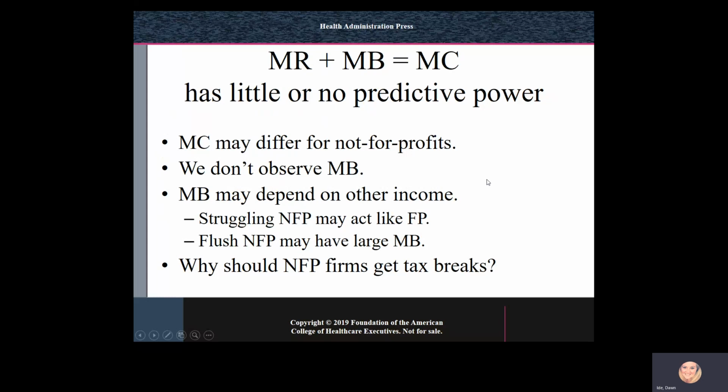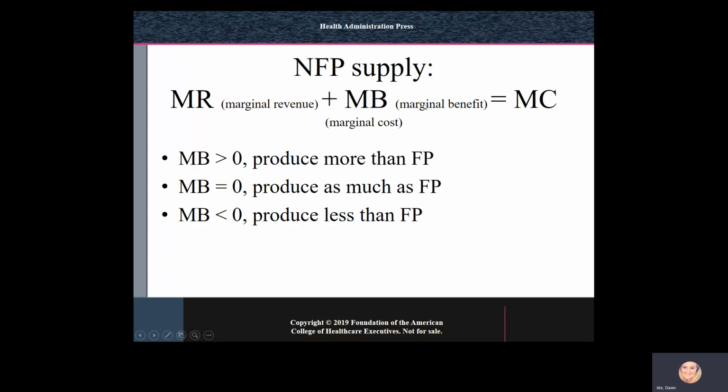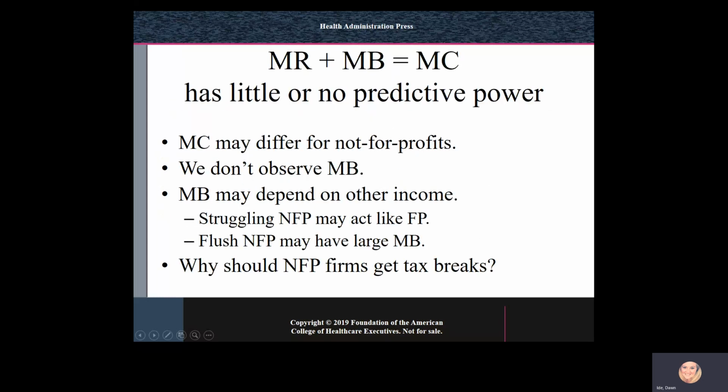We don't observe, again, the MB or the marginal benefit. Marginal benefit may depend upon other income. So a struggling not-for-profit may act like a for-profit, and what does this all mean? It means that you need to make money. It's not like not-for-profits don't fire people. If you aren't making any money and you have to fire someone because we're just spending too much money in payroll, then that's what's going to happen.